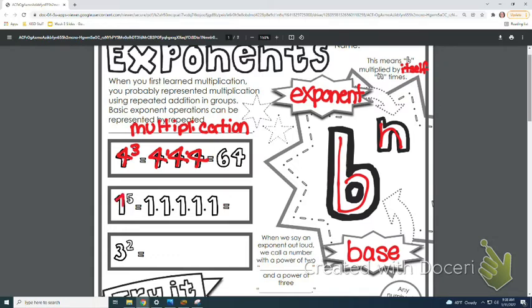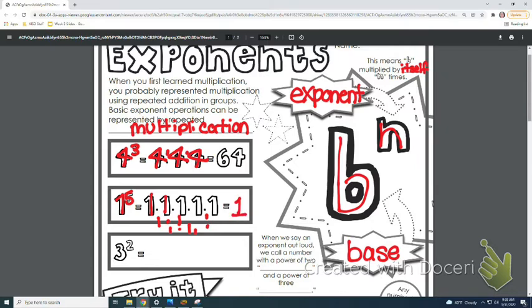So we have this example of 1 to the 5th power. 1 times 1 is 1. 1 times 1 is 1. 1 times 1 is 1. And 1 times 1 is 1. So anytime you have a 1 as your base, it's going to stay the number 1.